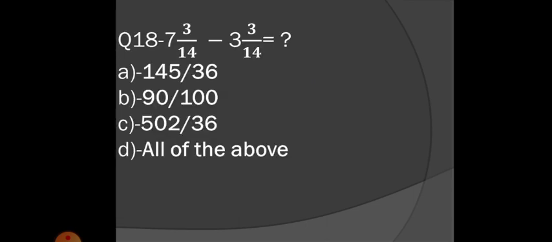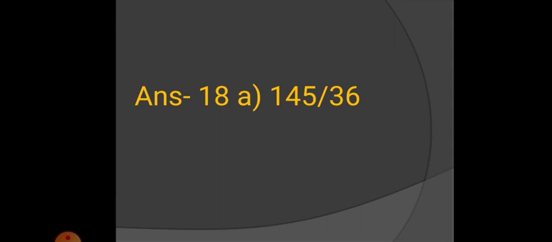Now let's check what is the question number 18. 7 whole 3 upon 14 minus 3 whole 3 upon 14. So now you have to check what is the difference of these two mixed fractions. Options are A 145 upon 36, B 90 upon 100, C 502 upon 36, D all of the above. So now let's check what is the answer of this question. The answer is option A 145 upon 36.